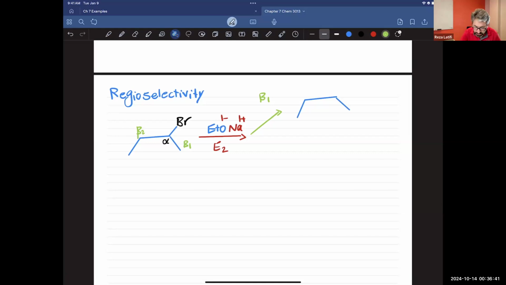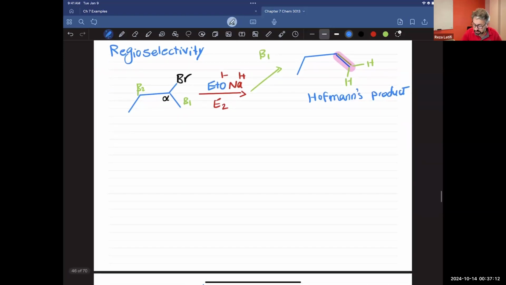So we will have a double bond here, and I'm going to highlight the double bond. The double bond has two hydrogens attached to it, so those are the two hydrogens. And this one technically has fewer substituents. We call this product the Hofmann product.